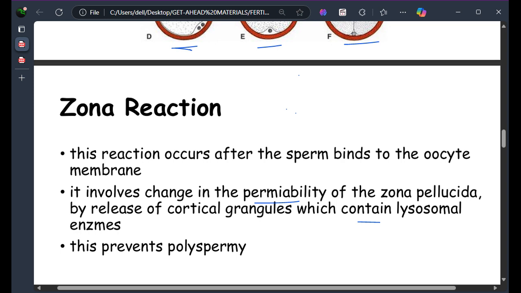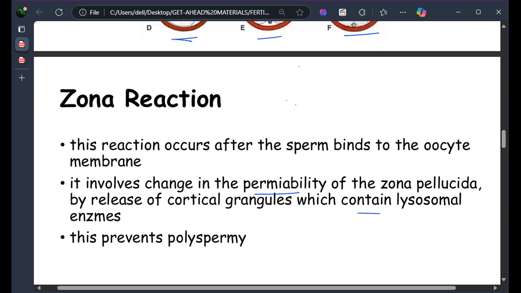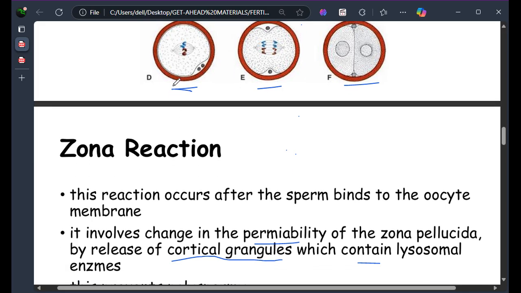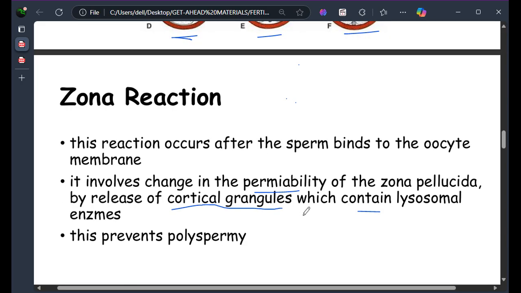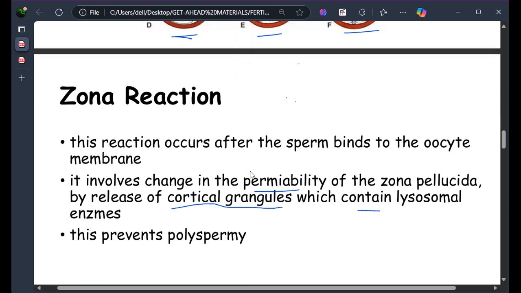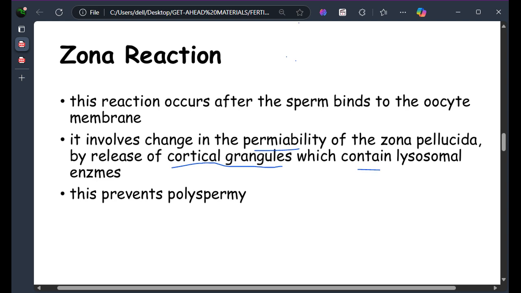It's not documented in either the slides or the book that is recommended for you guys. But yes, the zonal reaction, on the other hand, involves the release of what are known as cortical granules. The cortical granules are found just under the membrane there. Once the sperm binds, they are released, and they alter the properties of the membrane to enable it to resist penetration by other sperm. That's basically what it is doing.